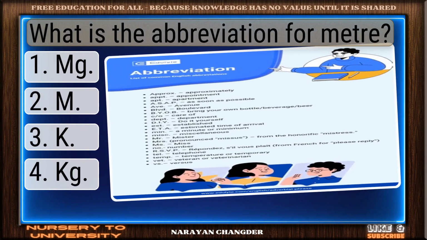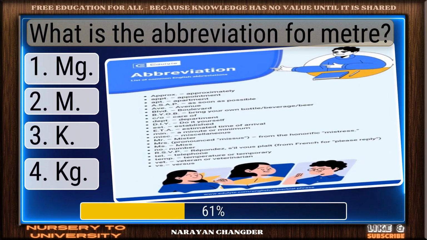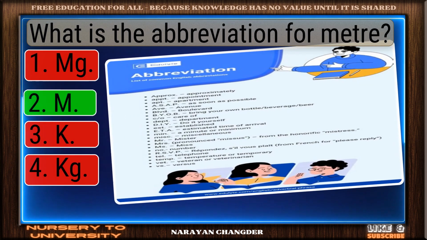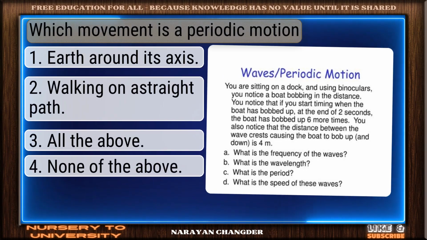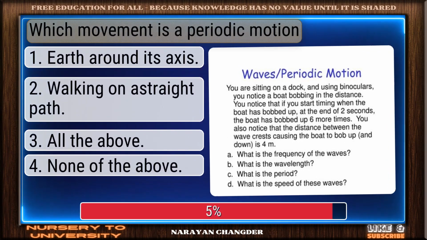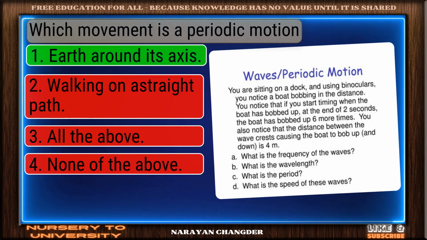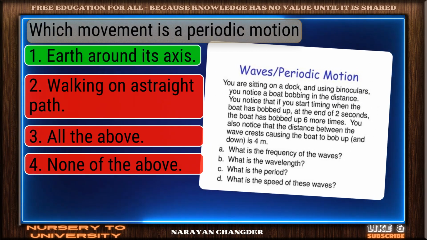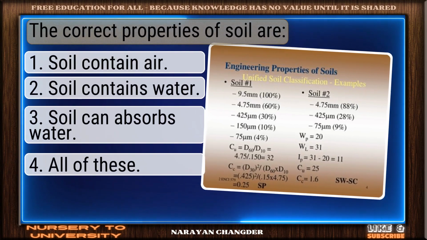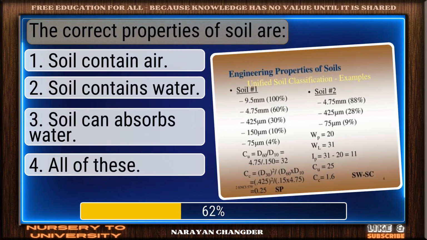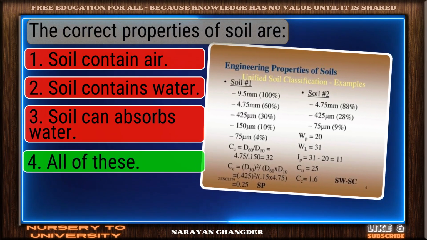Question number 146. What is the abbreviation for meter? Bravo. M is the answer. Question number 147. Which movement is a periodic motion? Nicely done. Earth around its axis is a solid answer. Question number 148. The correct properties of soil are. You're right. All of these is the correct answer.